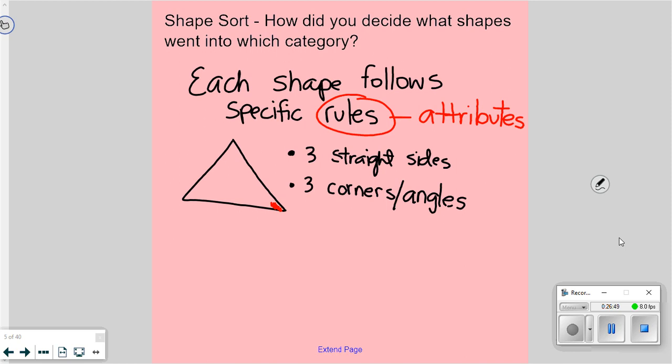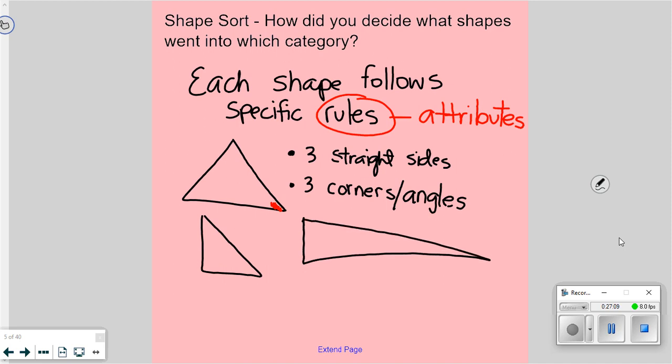So is that a triangle? Does it follow the rules? Yeah? Then it's a triangle. What about a shape that looks like this? Pretend that's straight. Is that a triangle? Does it follow the rules? Yes.